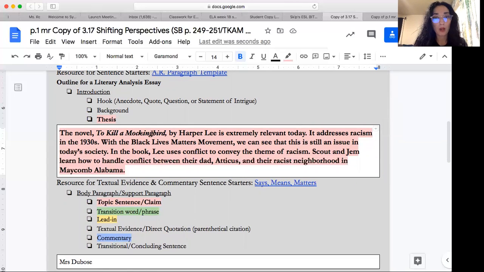The novel To Kill a Mockingbird by Harper Lee is extremely relevant today. It addresses racism in the 1930s. With the Black Lives Matter movement, we can see that this is still an issue in today's society. In the book, Lee uses conflict to convey the theme of racism. Scout and Jem learn how to handle conflict between their dad, Atticus, and their racist neighborhood in Maycomb, Alabama. And then remember at the end of the chapter, this is where it's helpful to think about the last chapter and all those messages that the writer was giving us.